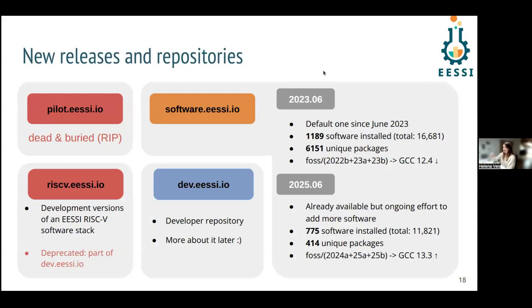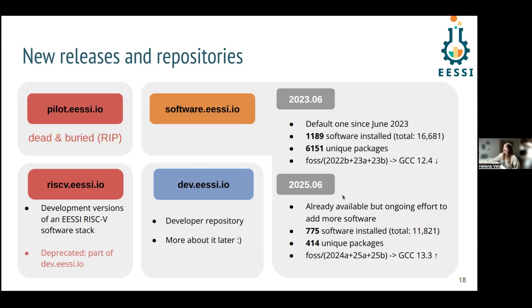This is a summary of the releases and repositories we have. So what I just showed you through my laptop is the production repository, and in particular the old one, the 2023 one, which has been the default one since June 2023. We have more than 1,000 software installed there and 6,000 unique packages. And there you will find software that's compiled with the toolchains up to 2023, which means versions from GCC up to 12.4.